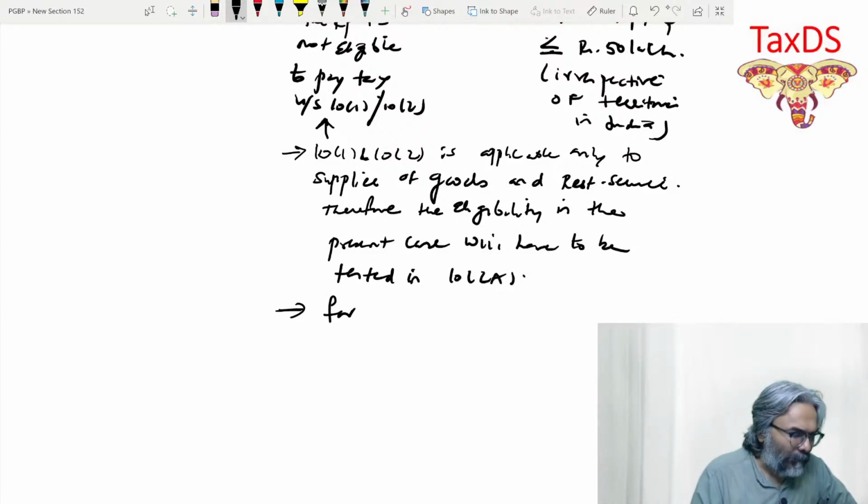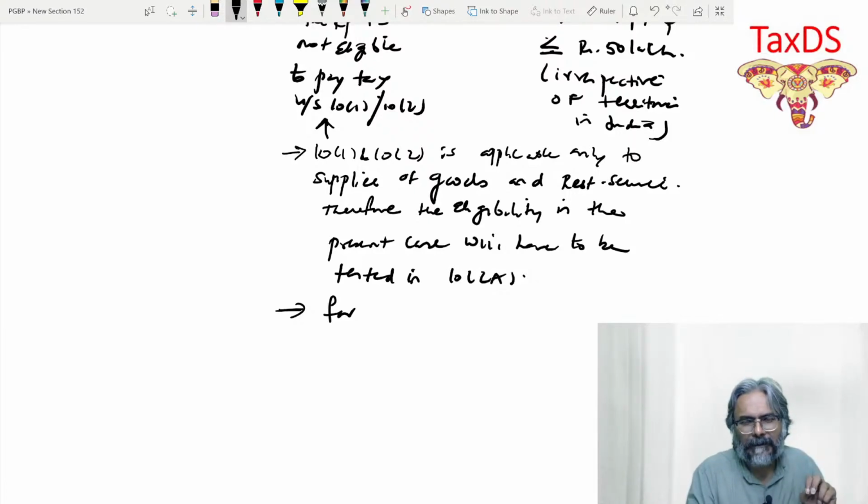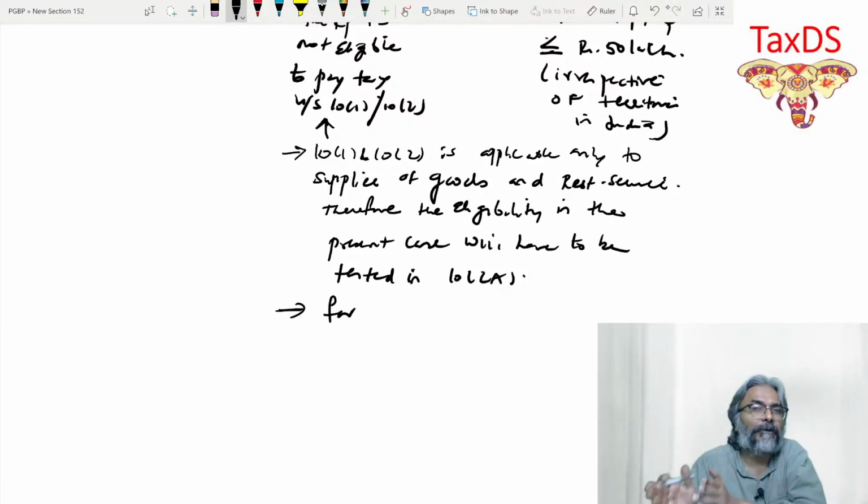Why is turnover zero? Turnover, he's the same person, no? How come the turnover will become zero? He's the same person. The person is the same. Turnover will become zero in two cases. When you are starting a new business in the current year, you are a new person altogether.